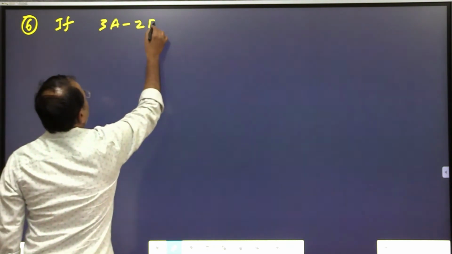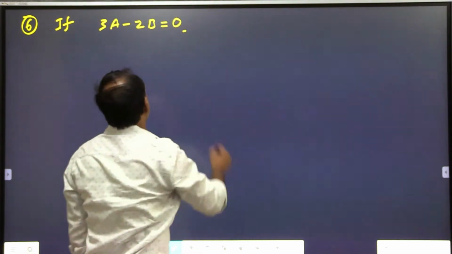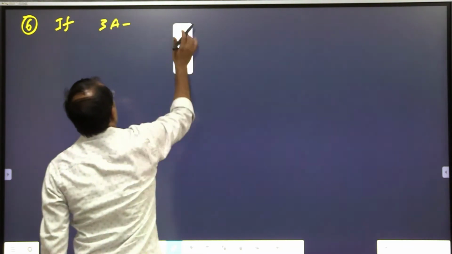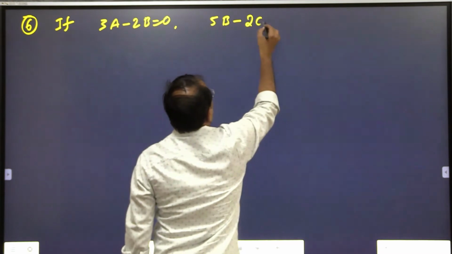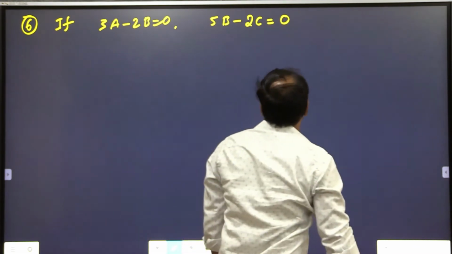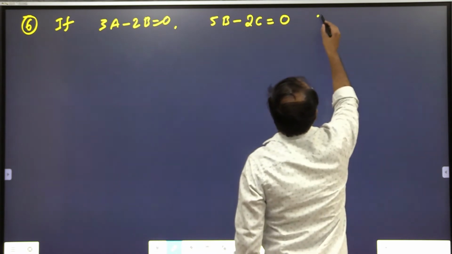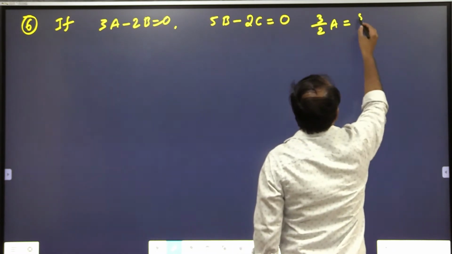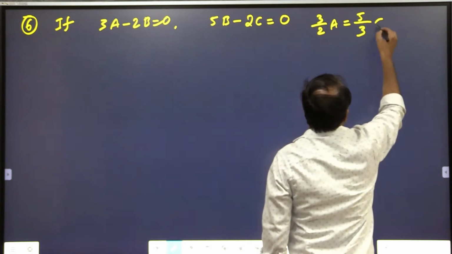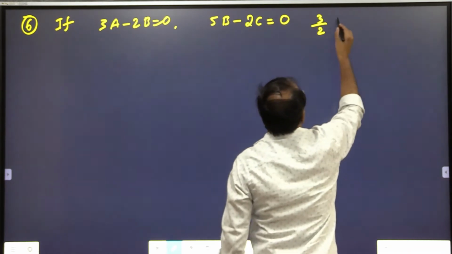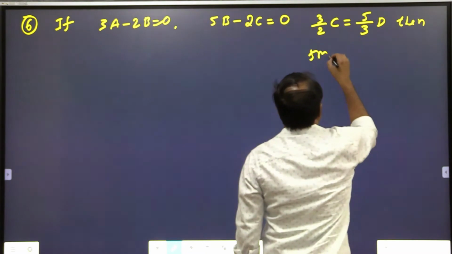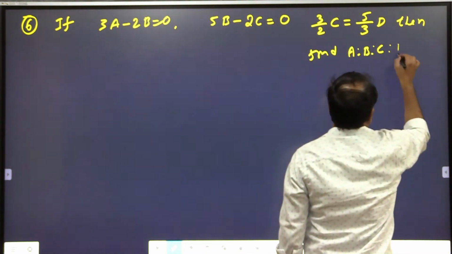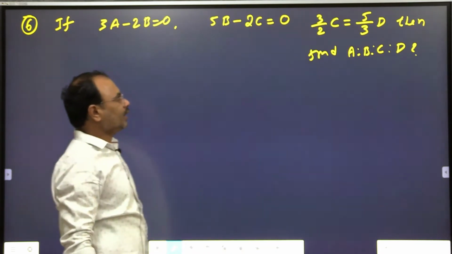Next one. If 3A minus 2B is equal to 0, 5B minus 2C is equal to 0, 3 by 2 C is equal 5 by 3 D. Then find A is to B is to C is to D. So 3 ratios వస్తాయి చూడండి.